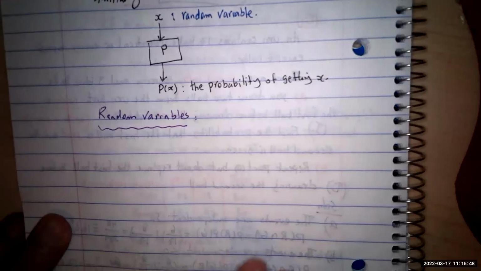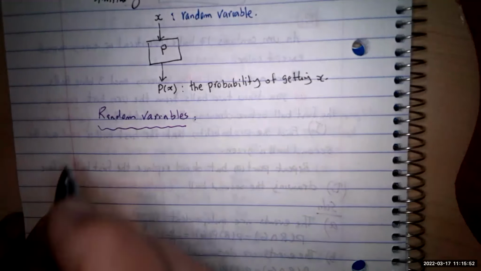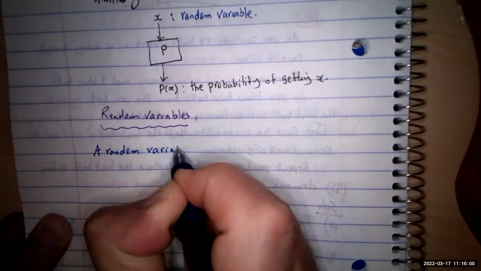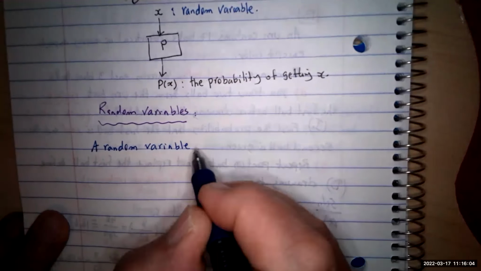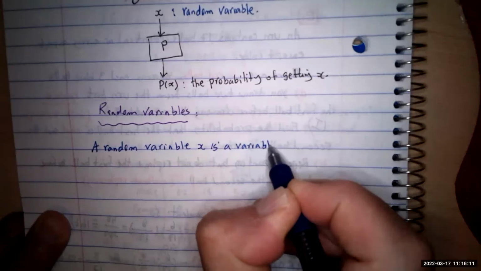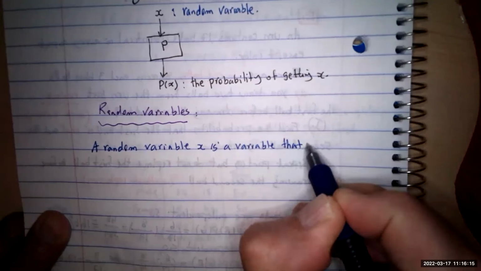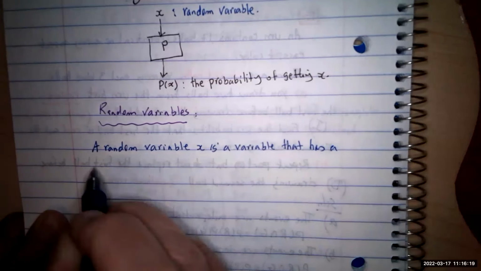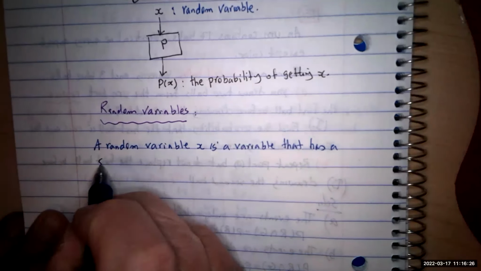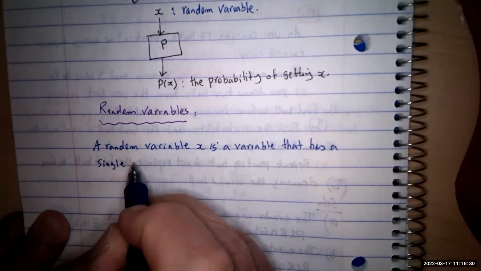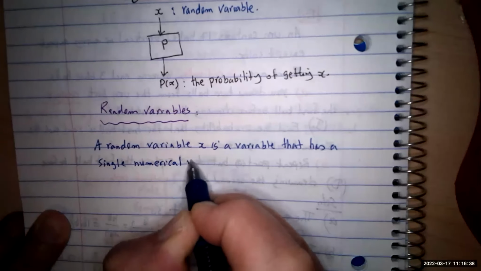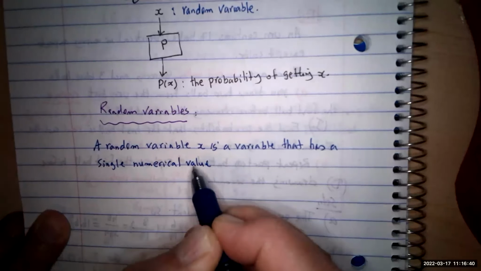A random variable x is a variable that has a single numerical value. x can be equal to 1, 2, 3, etc. A random variable x is a variable that has a single numerical value that is determined by chance.